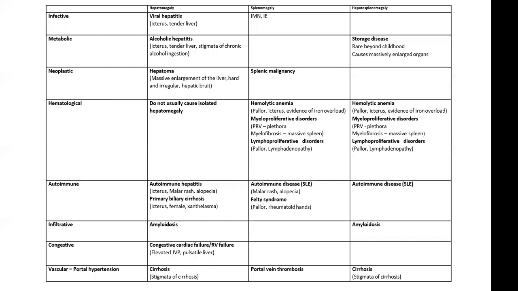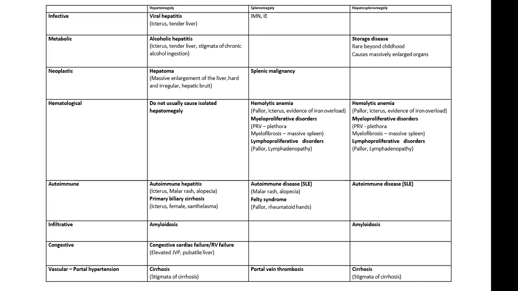There are certain critical characteristics of these causes. If you take hepatomegaly, viral hepatitis is an important cause of isolated hepatomegaly. There the liver is tender and you get icterus. Alcoholic hepatitis can cause isolated hepatomegaly, and as you remember, alcoholic liver disease features may be present in the patient. Hepatoma or hepatocellular carcinoma can cause hepatomegaly, but there the liver will sometimes be massively enlarged, hard and irregular. And you might get a liver bruit.